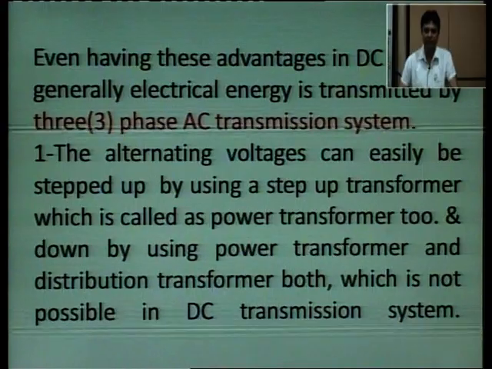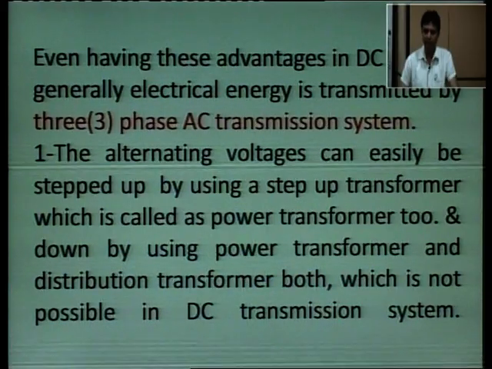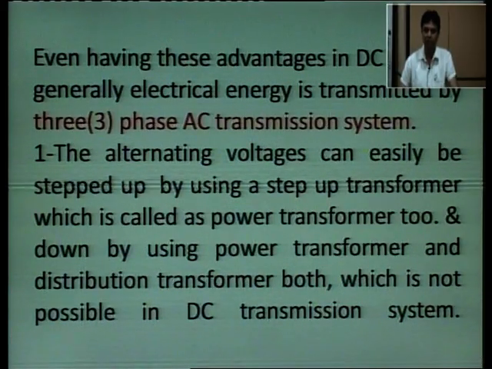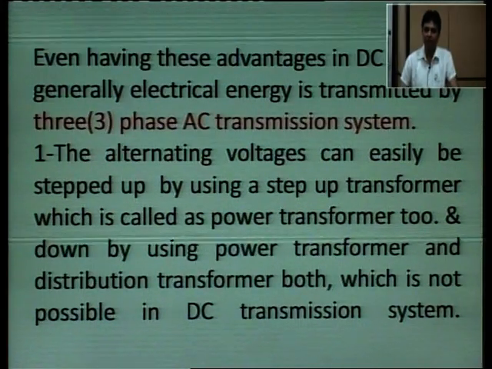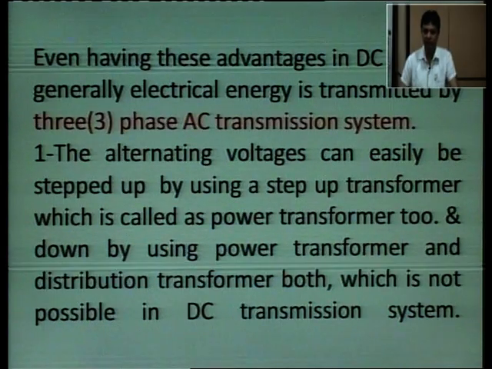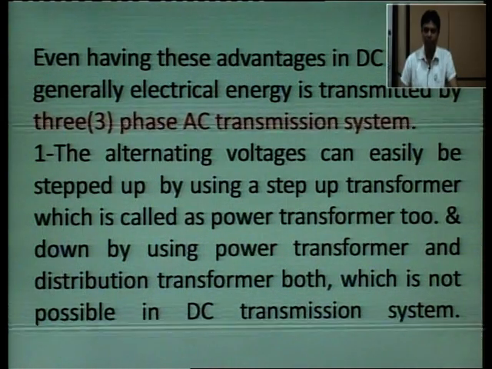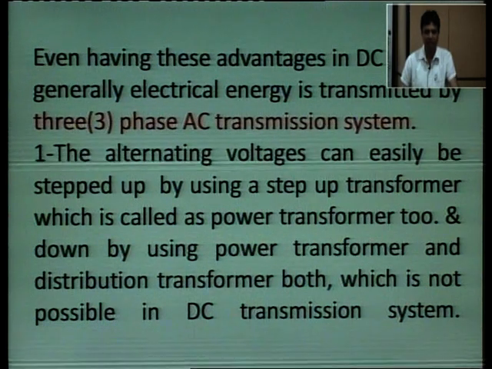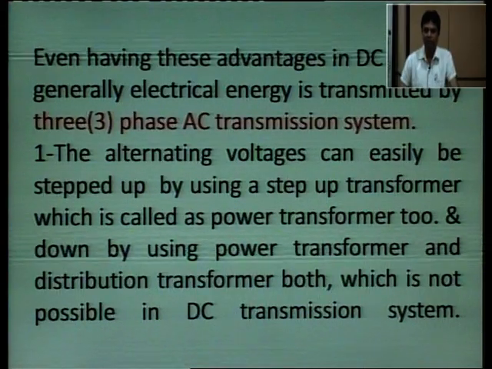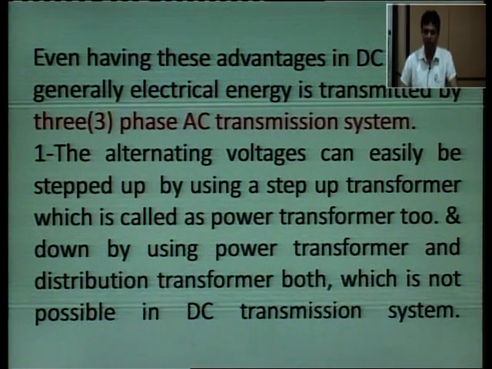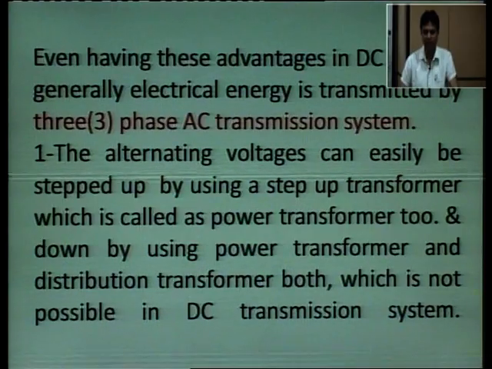Even having these advantages in DC system, generally electrical energy is transmitted by three-phase AC transmission system. The alternating voltage can easily be stepped up by using a step up transformer which is called a power transformer, and stepped down by using power transformer and distribution transformer both, which is not possible in DC transmission system.